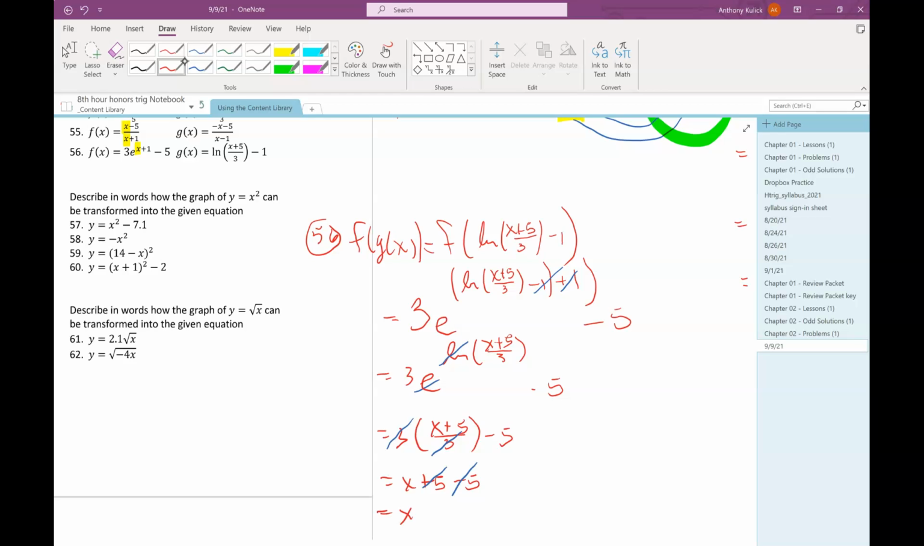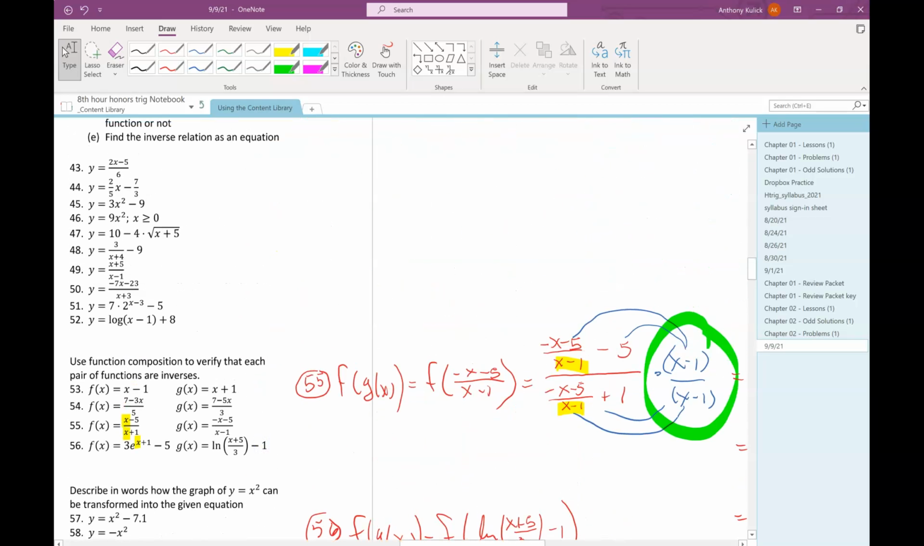Blake. Could you find the inverse relation for number 50, please? 50. Okie dokie.